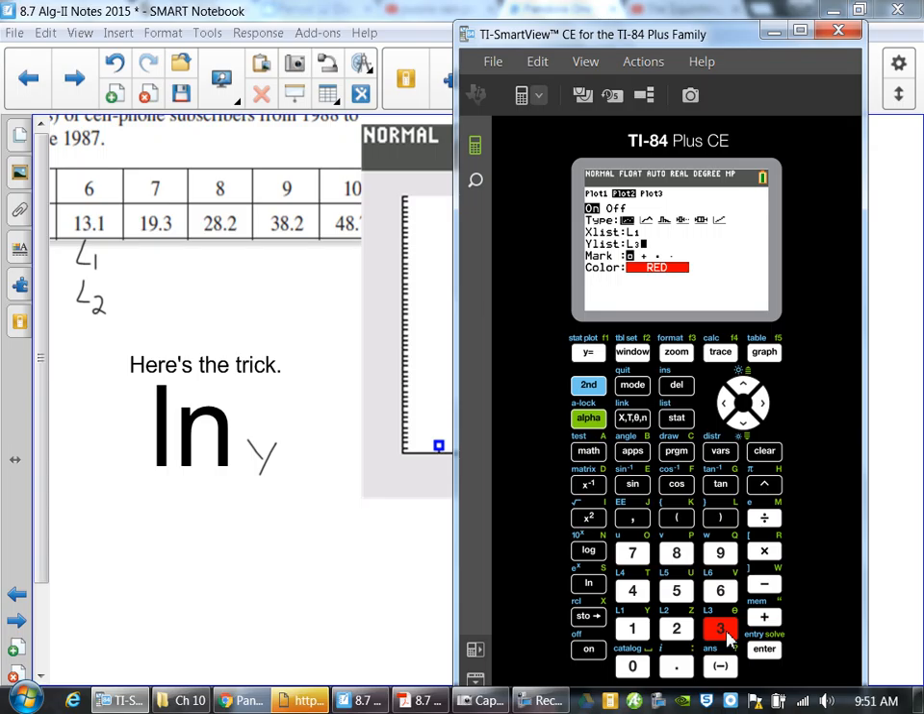Go back to your second stat plot. Turn on plot 2. Where it says Y list, scroll down and hit second number 2, to change it over. And now hit graph, guys, and you should get them both on there. Should work.